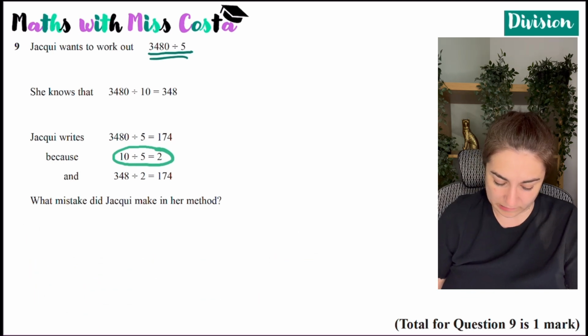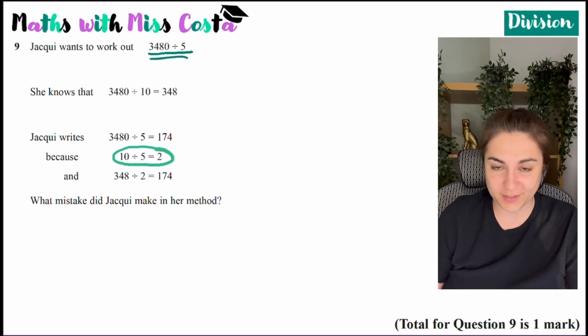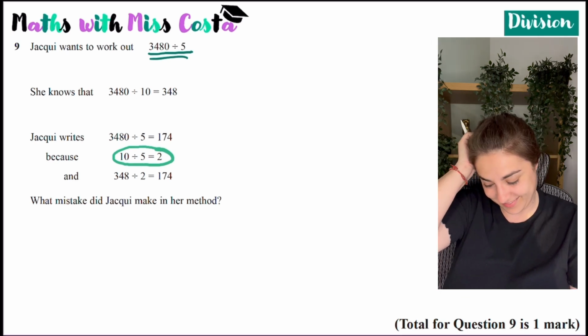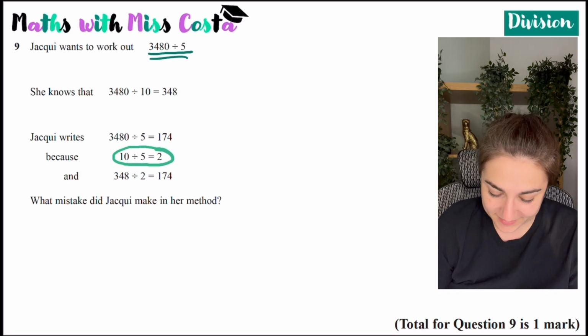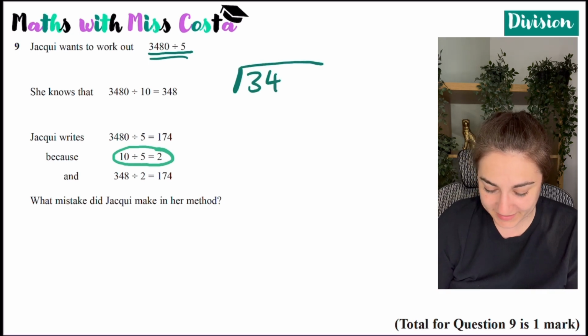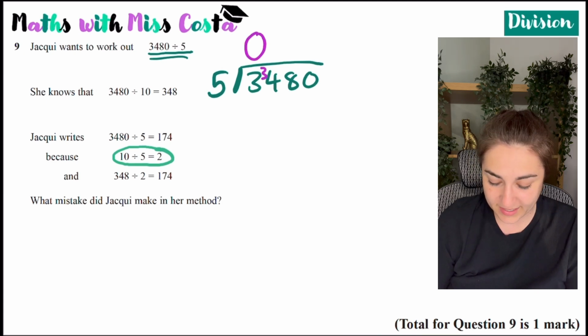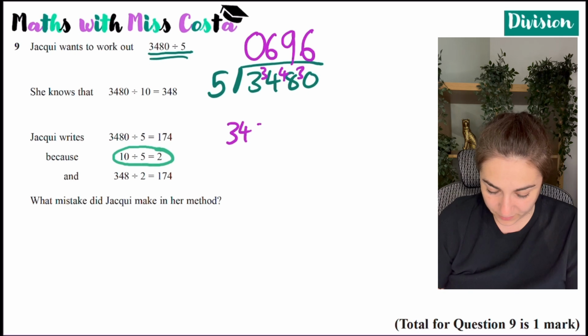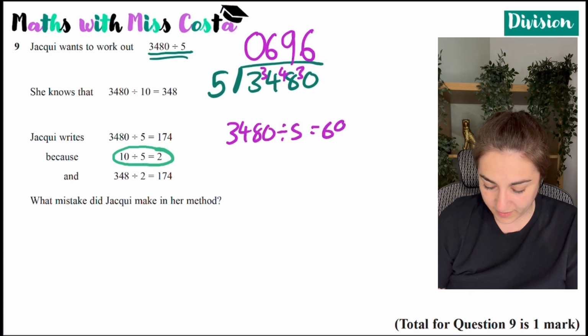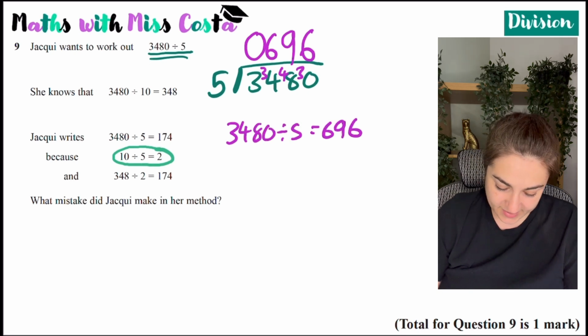I haven't actually looked at the mark scheme to see what they want from you. I would have just done the division myself. So 3,480 divided by 5. How many times does 5 go into 3? 0, remainder 3. How many times does 5 go into 34? 6, remainder 4. How many times does 5 go into 48? 9, remainder 3. How many times does 5 go into 30? 6. So 3480 divided by 5 is 696.